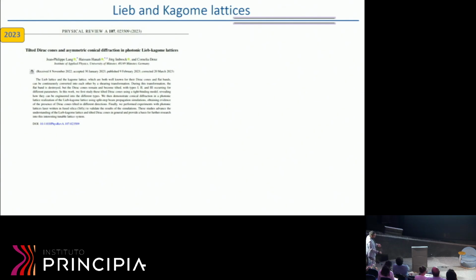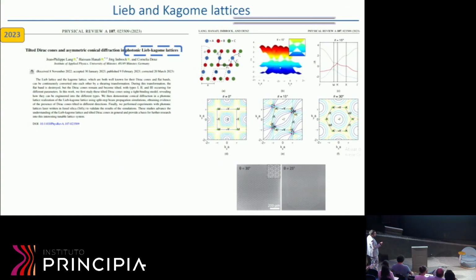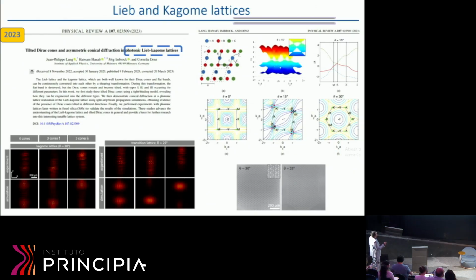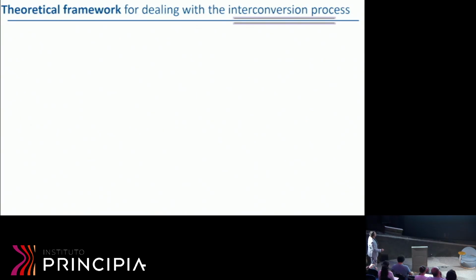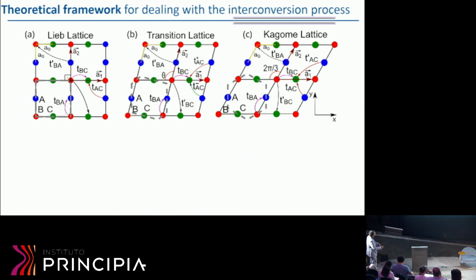And one more example that it can be realized, even this transition lattice between Lieb and Kagome: this paper shows some interference pattern in a photonic crystal of a transition lattice. So it's not that theory likes to play with the morphing between the two lattices; in practice, they can be realized. So how is this model that they propose? How to deal with this interconversion process?